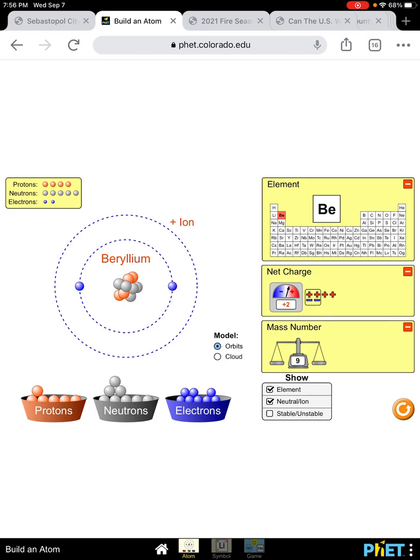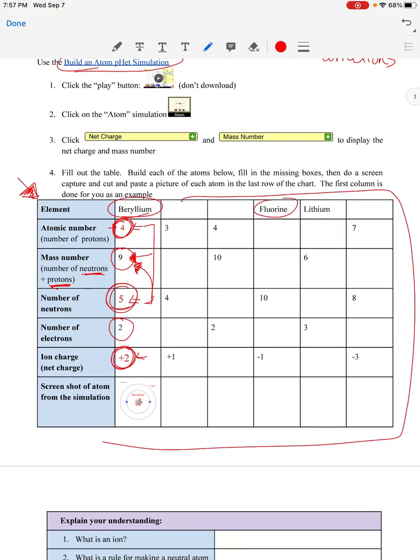So each negative and positive charge cancels each other out. I have one pair of positive and negative canceling each other out and another pair canceling each other out. And then I have two protons that are uncanceled out. So my ion charge is going to be +2.